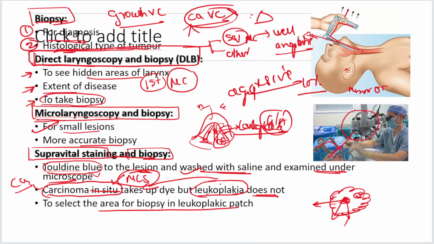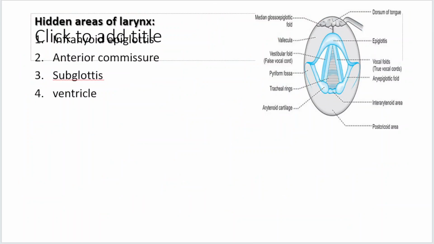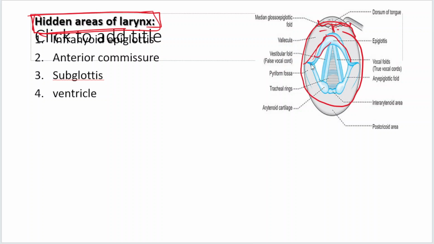Okay. Now coming to this one point that we want to talk about, the hidden areas of the larynx. Now this is also one of the important questions. What are the areas that are hidden from the larynx? This is an indirect laryngoscopic picture that we see here. We see the base of the tongue, the vallecula, the epiglottis, the ariepiglottic folds, arytenoids, posterior commissure area, postcricoid area, and we see the true cords, the false cords, but we do not see the infrahyoid epiglottis.